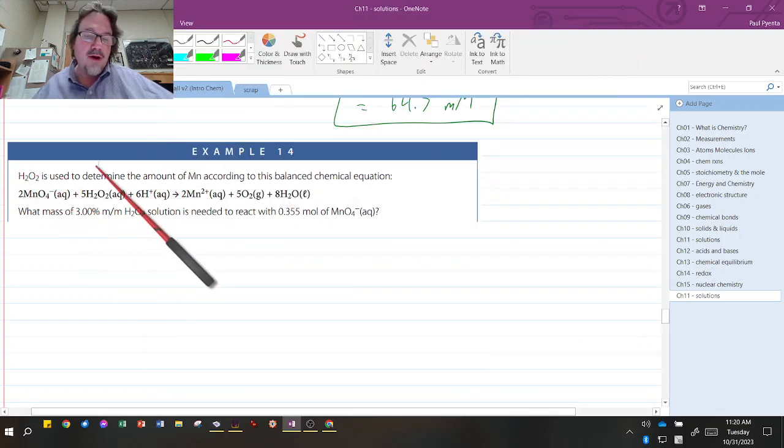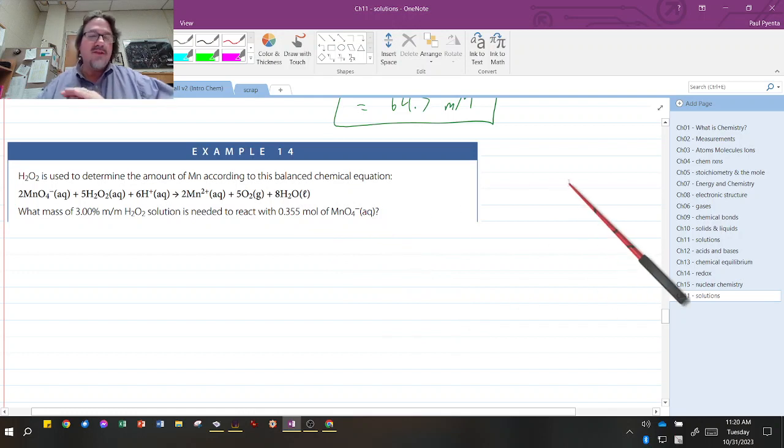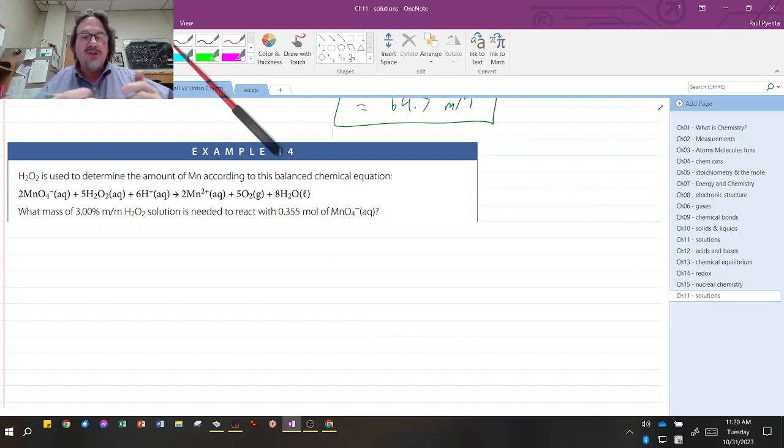So you could use hydrogen peroxide to determine how much manganese according to this reaction. So you've got so much manganese in there. It's in the form of MnO4. It reacts with hydrogen peroxide to give you those products. It reacts in a 5:2 ratio. There's my balanced equation. What mass of a 3% peroxide solution is needed to react with that? Okay. So again, this is a stoichiometry problem in solutions. Let's write it out, identify what they really mean by things, and then see if we can make those units cancel.